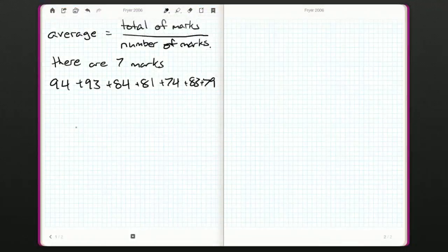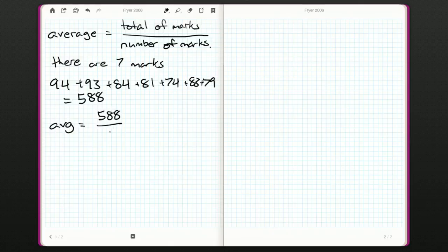So we just need to add these up. You can either do it in your head or pick your favorite calculator. So we add up all 7 numbers. A little check, if you have a number over 700, you're probably doing it wrong. But I got 588. So the average is going to be 588 over 7, and we get a nice clean number, 84.